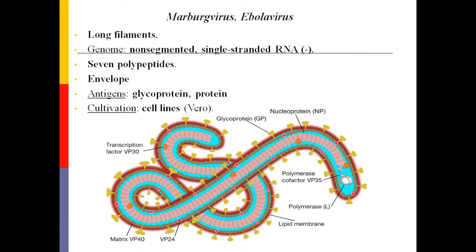Their antigens are surface glycoprotein and proteins. This one, for example. Cultivation is available in cell lines, Vero cells.